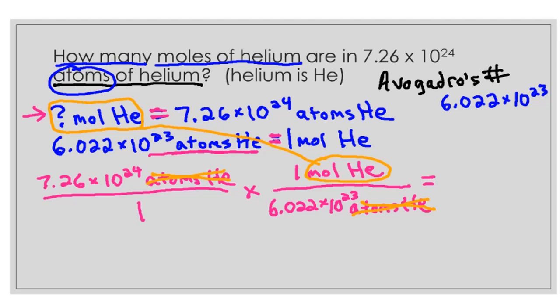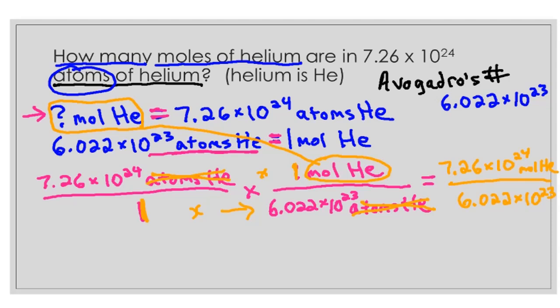So now we can just multiply across: 7.26 times 10 to the 24th times 1 is 7.26 times 10 to the 24th moles of helium. And then on the bottom of the fraction, we have 1 times 6.022 times 10 to the 23rd, which equals 6.022 times 10 to the 23rd.